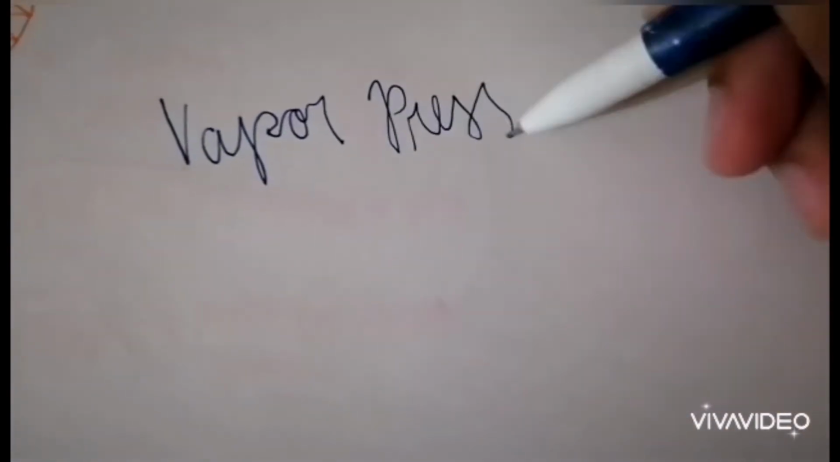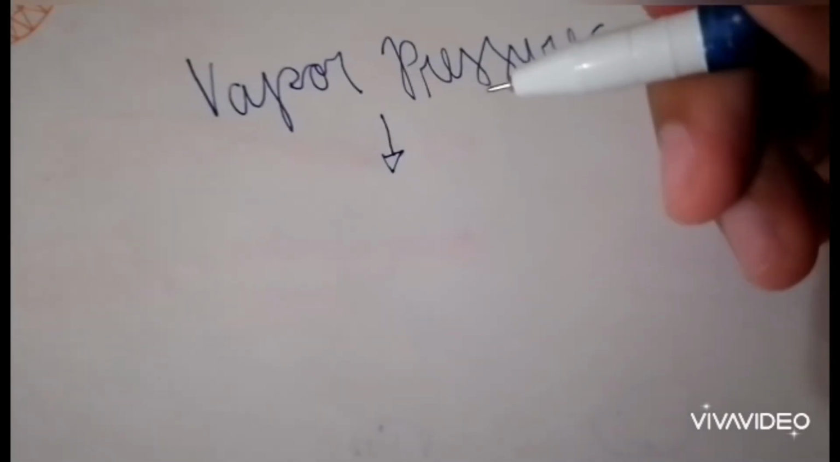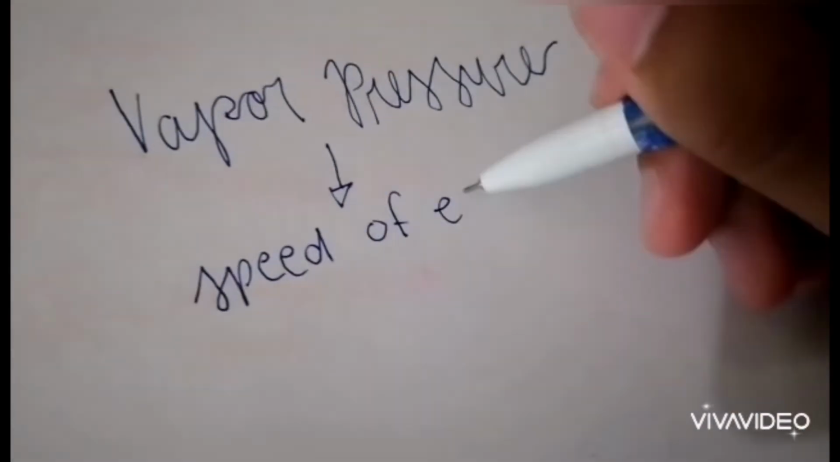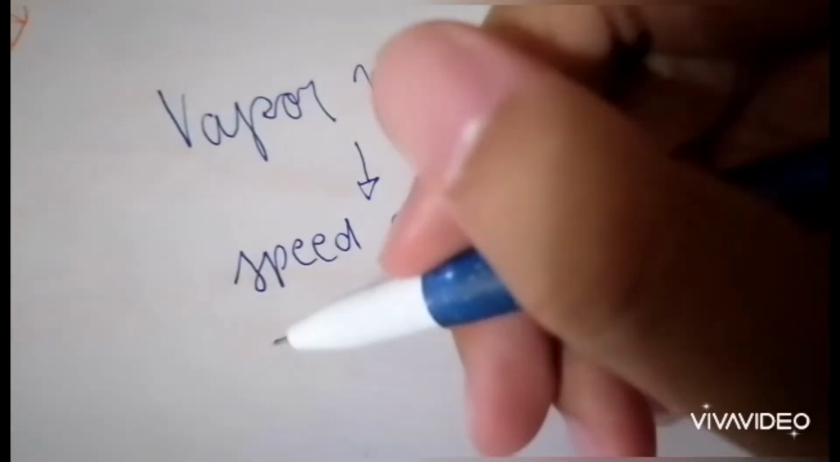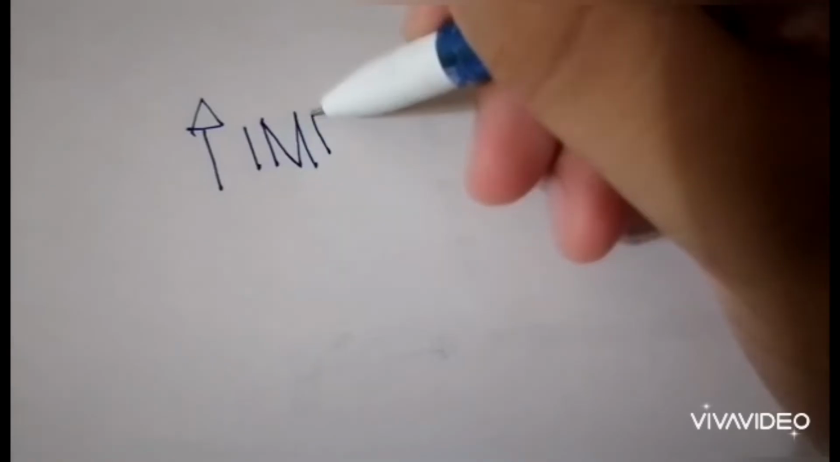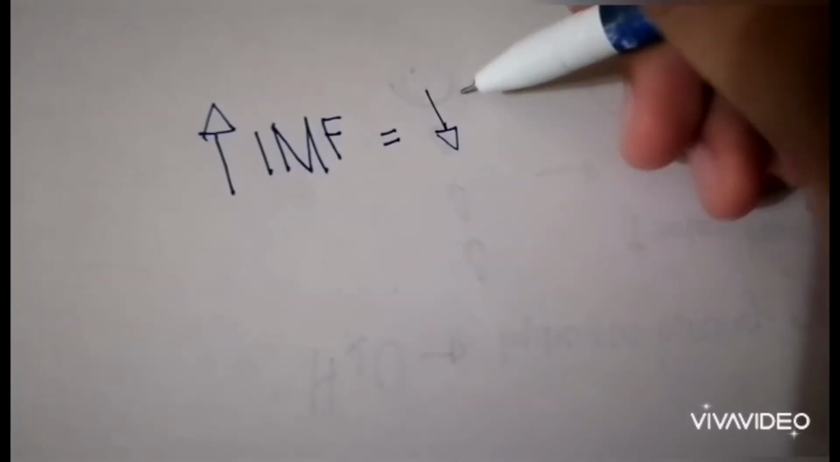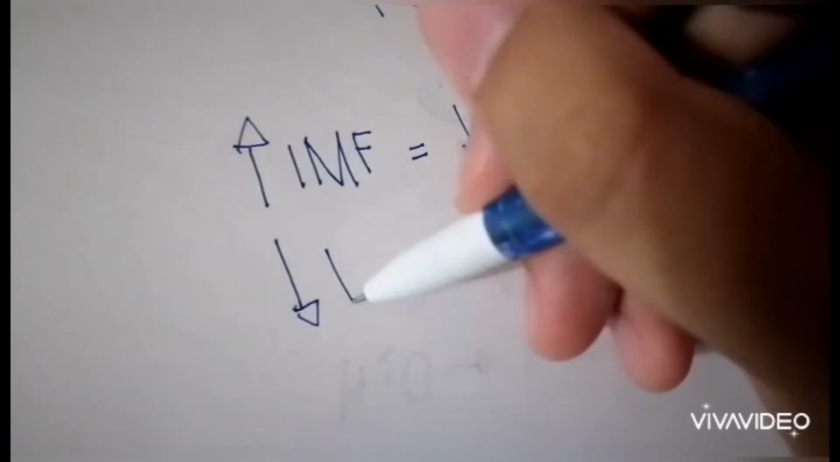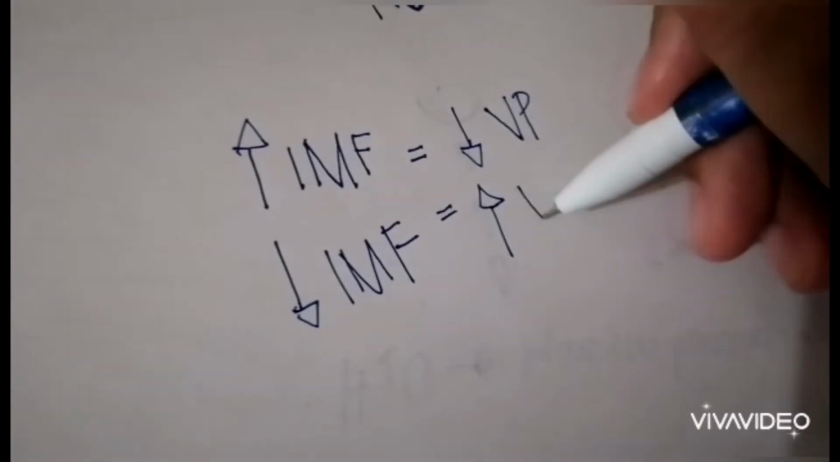Vapor pressure is a measure of the pressure exerted by a gas above a liquid in a sealed container. Basically it is the speed of evaporation. Highly volatile liquids usually have high vapor pressures. Now, the greater the intermolecular forces are, the lower the vapor pressure. The weaker the intermolecular forces are, the higher the vapor pressure.